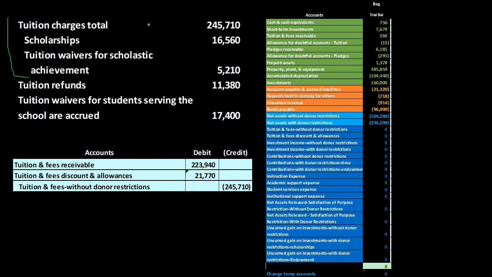Of those amounts, however, $16,560 was for scholarships that have been granted. Therefore, we won't be receiving money, cash, for that part of the tuition total. And then the tuition waivers for scholastic achievement also are going to be a waiver. So that means that of this $245,710, we won't be getting any cash related to the scholarships or any cash for the waivers due to scholastic achievement.